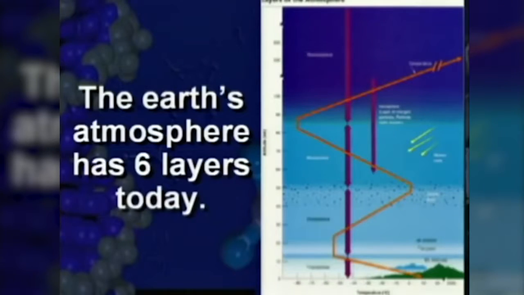Interesting. Today's atmosphere that we're breathing has 6 layers: troposphere, stratosphere, mesosphere, thermosphere, exosphere, and ionosphere. There used to be a 7th layer. It was a layer of water or ice above the atmosphere. I don't know what it was because it's gone now, okay? All we can do is make a theory about it.